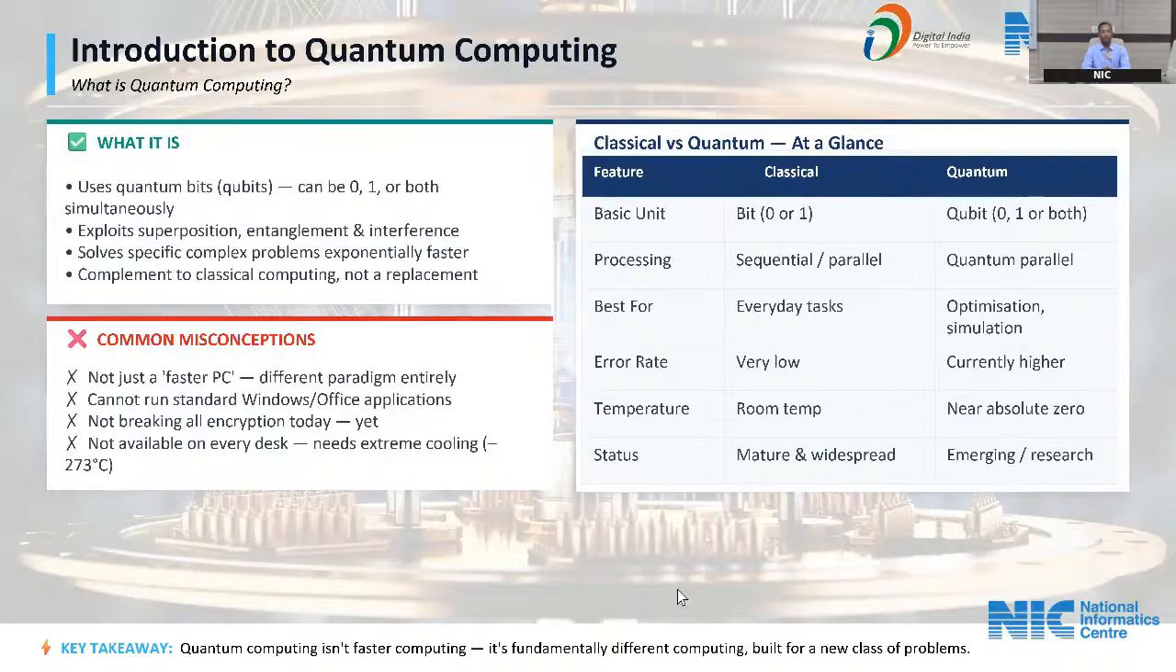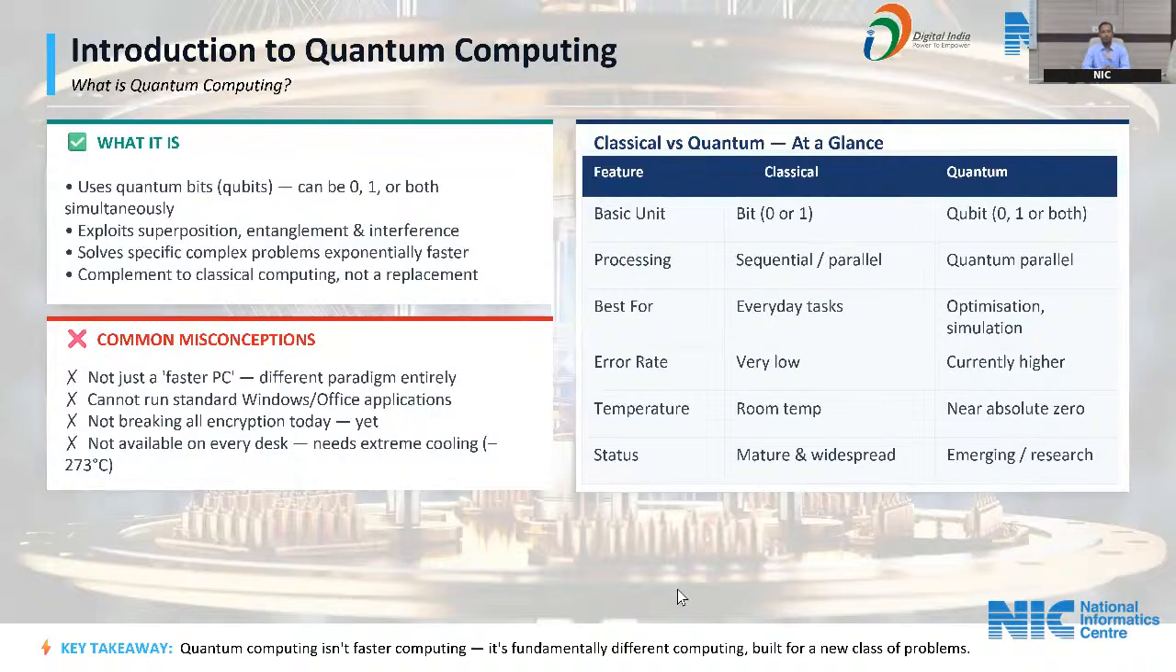We think that it can be available on every desk, but for the near future, it is not possible because it needs extremely cold conditions, near absolute zero. So quantum computing is a specialized branch of technology, which leverages the fundamentals of quantum physics to solve highly complex problems, and that too at an exponentially faster pace.